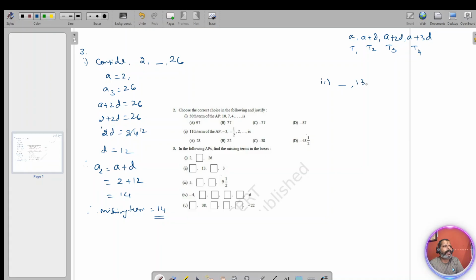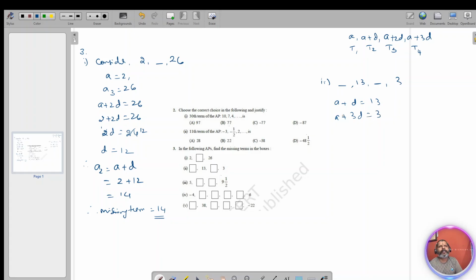Dash, 13, dash, 3. So you should know what is given here. A plus 2d, that is a plus 2d, means the second term is given. A plus d is 13 is given. Okay. And the fourth term, first term, second term, third term, fourth term, means a plus 3d.